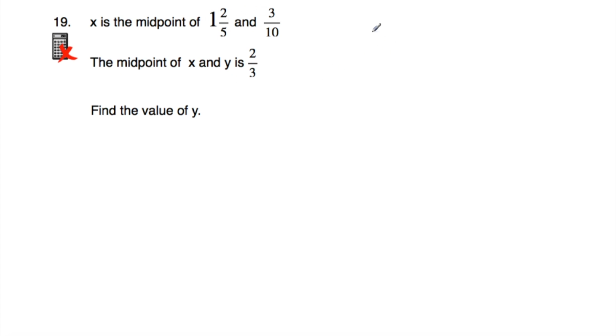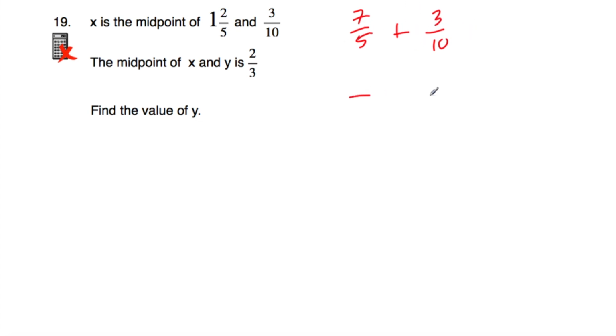So let's add them together. So that would be 1 2/5. Let's change that to an improper fraction. 1 times 5 is 5, plus 2 is 7, so that's 7/5, or there's 5/5 in 1, and another 2/5 would be 7/5. And we're going to add 3/10, and then we'll add those two together and then halve it. So let's add these together.